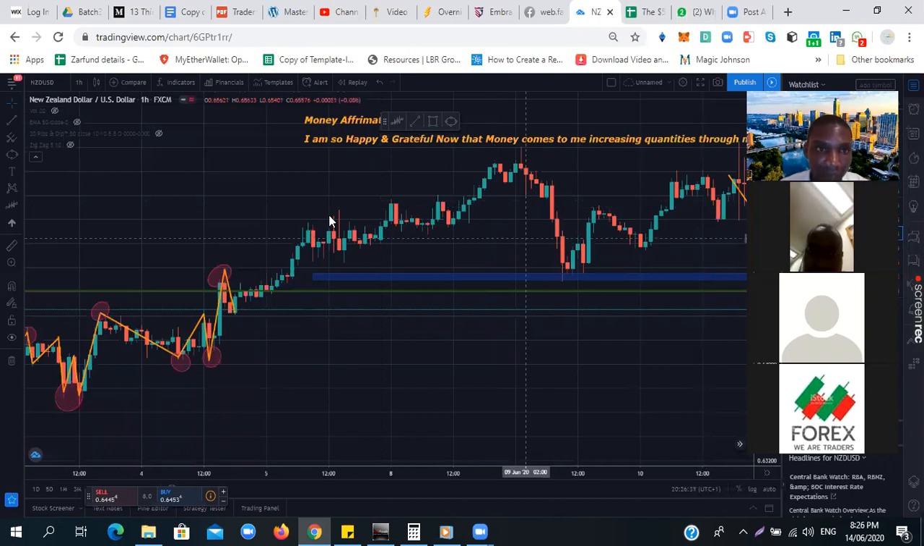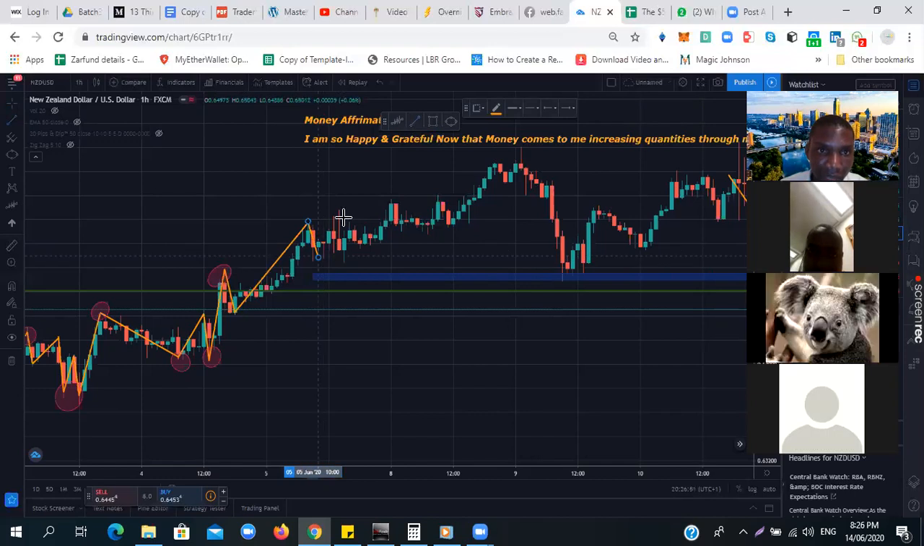Now let's do this. We go up here again. What do we see? Price moves up, it pulls back. It moves up again, it pulls back. It moves up again, it pulls back.